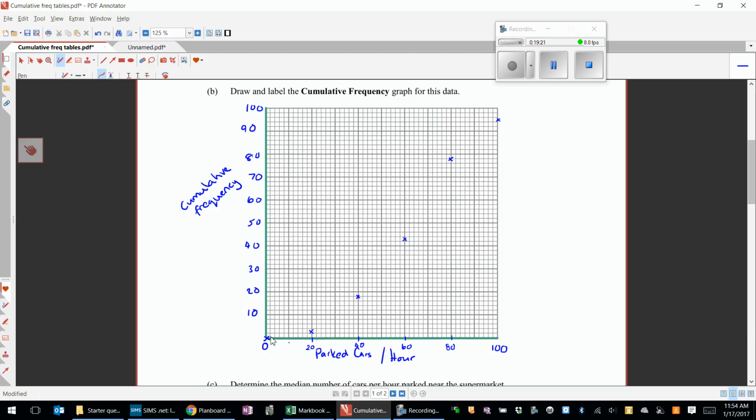Then what we should do is draw a smooth curve. You will lose marks if you join them with straight lines. So you'll practice your curve drawing.